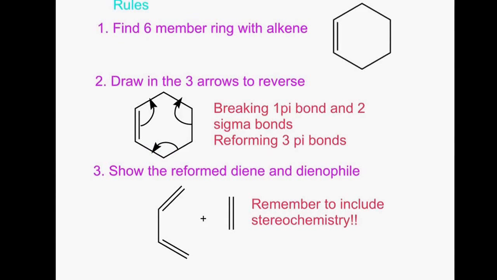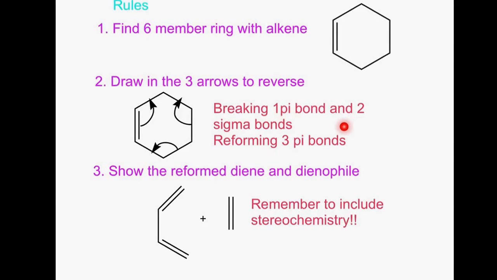Now I'm going to explain some of the rules or tips for solving these problems. The first thing we need to do is find the 6-member ring with the alkene. So here is the 6-member ring with an alkene. And then we have to draw in the 3 arrows to reverse the reaction. So when we are forming Diels Alder reactions, we are breaking 3 pi bonds and then forming 1 pi bond and 2 sigma bonds. However, when we're reversing the reaction, that means we need to break 1 pi bond and 2 sigma bonds and then reform 3 pi bonds.